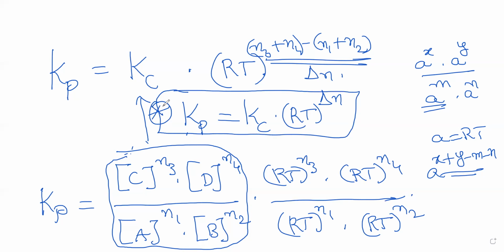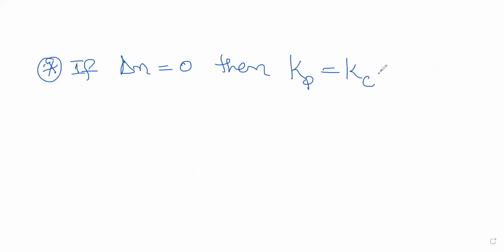Clear, sir. Okay, good. So the next thing, if delta n is equal to 0, then what happens? Kp is equal to Kc. Are there any such reactions which will follow this delta n is equal to 0? Let us see such reactions. N2 gas plus O2 gas gives 2NO gas.